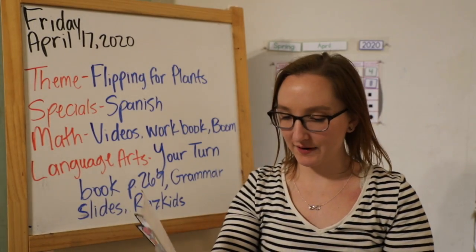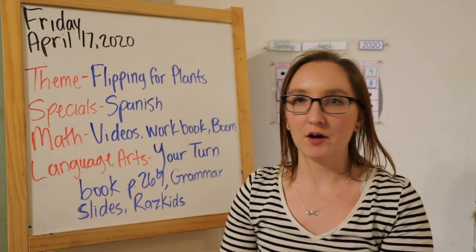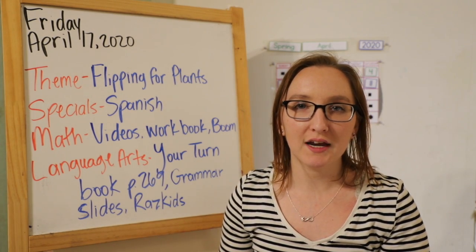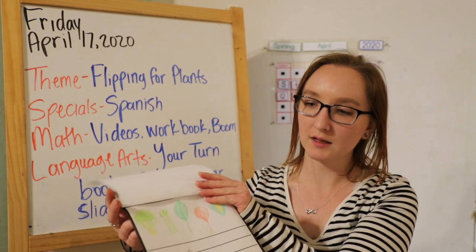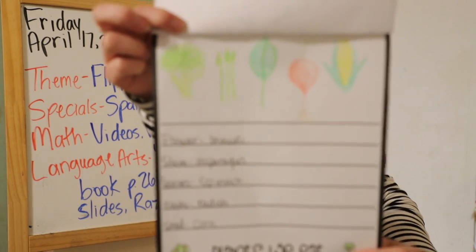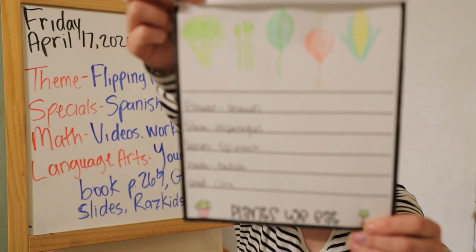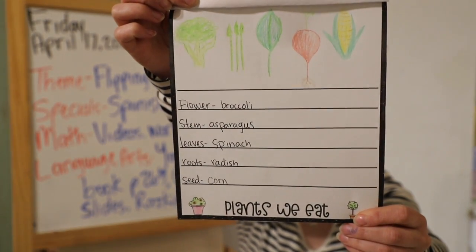And then at the very end, I have the plants that we eat. So there are many different things that you can put in here. I said that there is broccoli, asparagus, spinach, radish, and corn, and I drew all those pictures at the very top. So I just went ahead and wrote out a list of things.